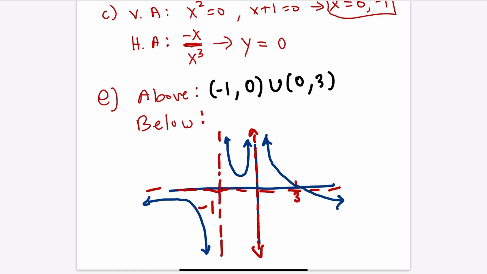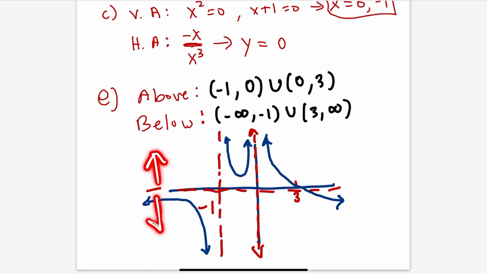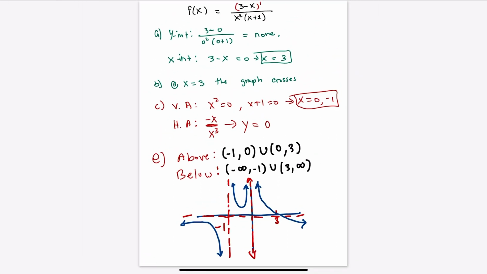in parentheses always. And then below is from negative infinity, as you see on the left, all the way to my first asymptote at -1. And then union, it goes below again after 3, so from 3 to infinity. Okay, so again, above and below means above the x-axis, below means below the x-axis, and that's it. We're done with this problem, all right?